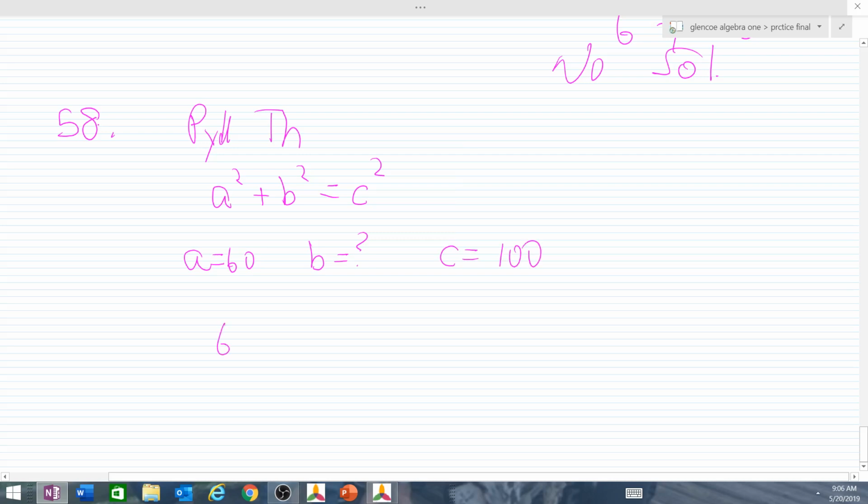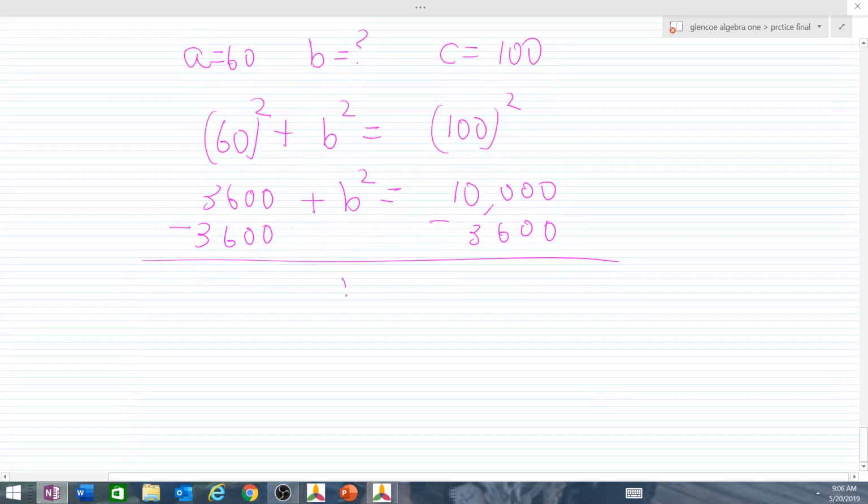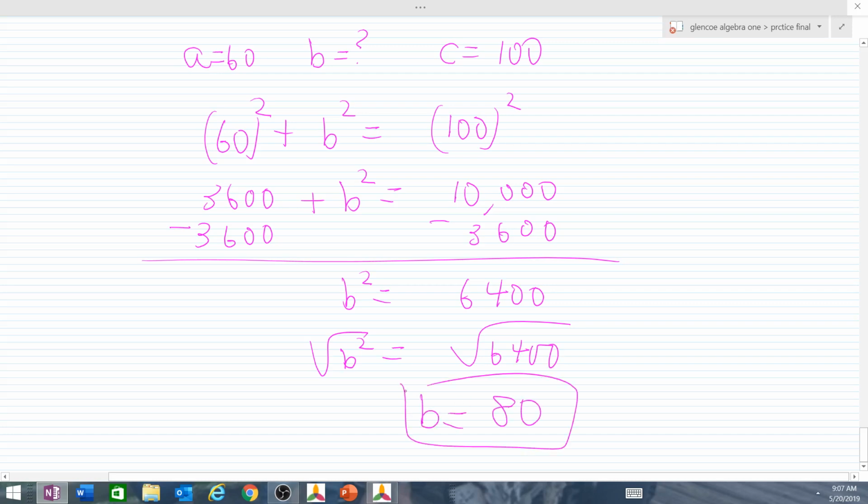Thank you. 60 squared plus B squared equals 100 squared, or 3600 plus B squared equals 10,000. Subtract 3,600 from each side, and you get B squared equals 6,400. Take the square root of each side, and you get B equals 80. And so the answer would be choice C.